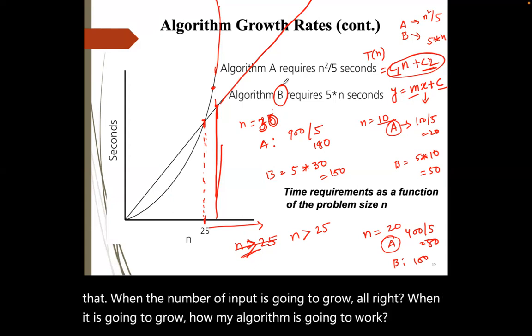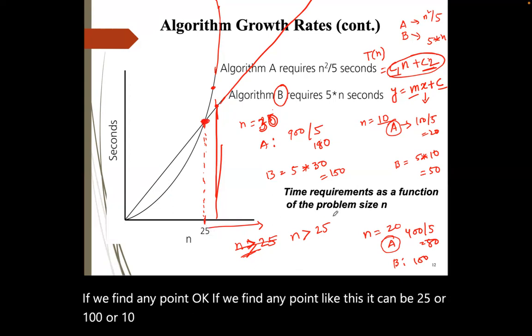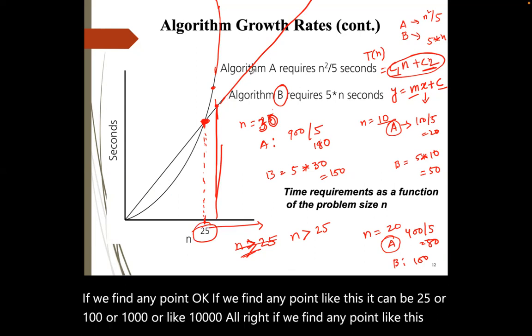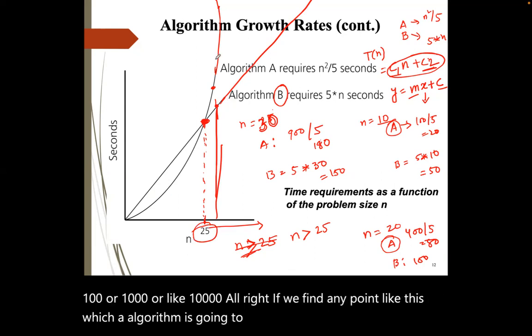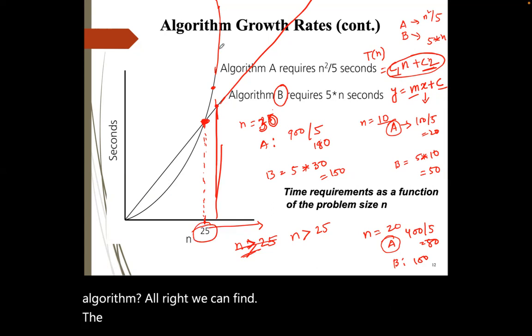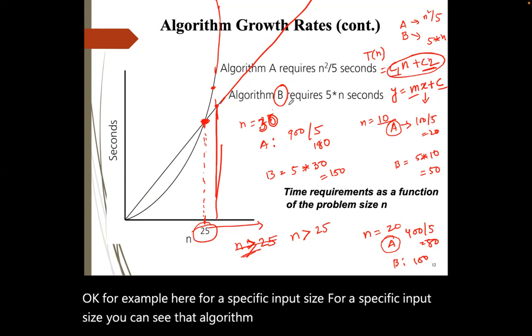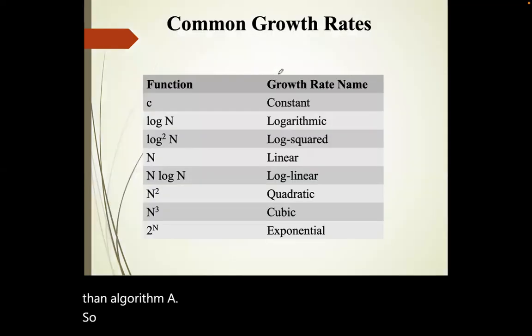If we find any point like this, it can be 25 or 100 or 1000 or 10,000, for which an algorithm is going to work better than the other algorithm, we can find the efficient algorithm. For example, here for a specific input size, you can see that algorithm B is always going to work better than algorithm A. So let's see a couple more examples.